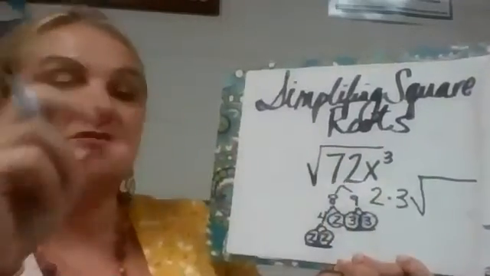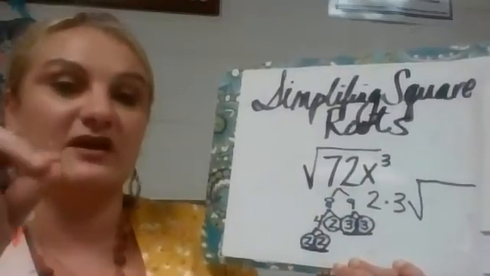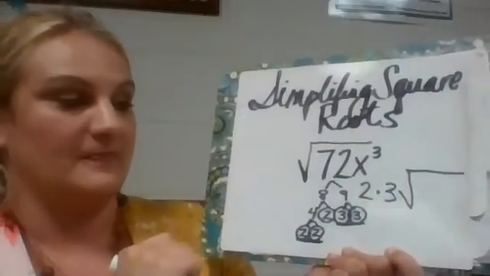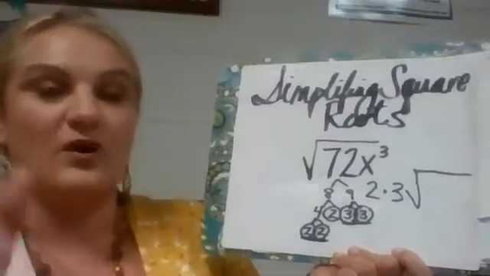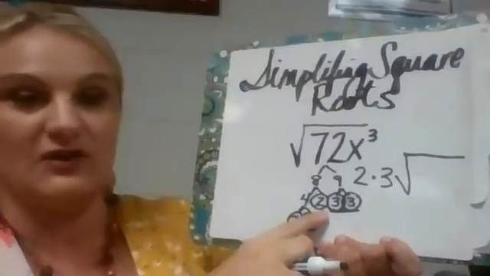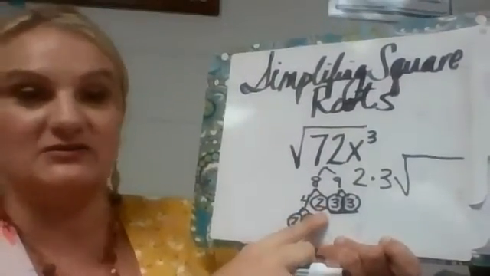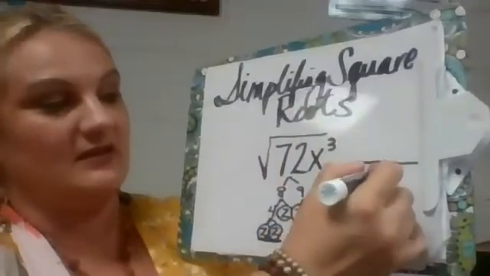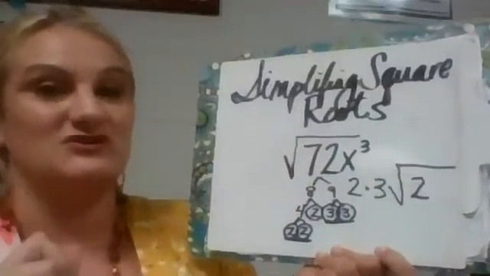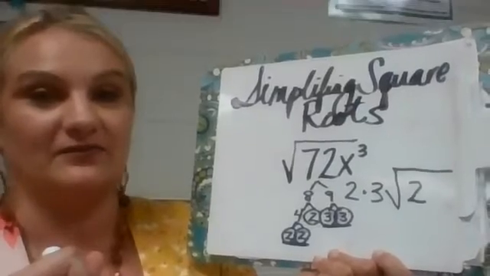So I split them up because these two have to be multiplied together. I have one number who does not have a pair, who's all alone, and he has no date, so he gets to stay in the radical house, which is called the radicand.